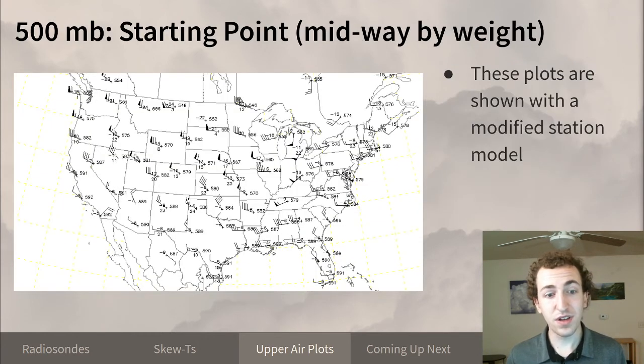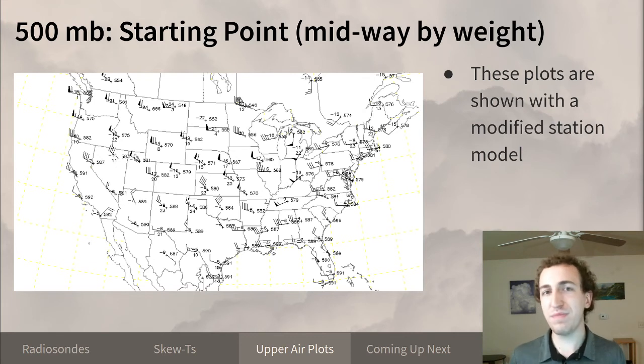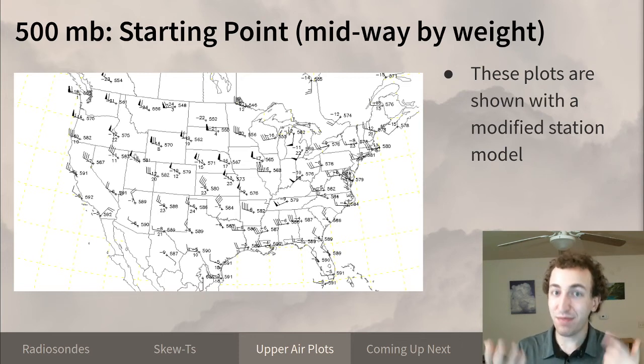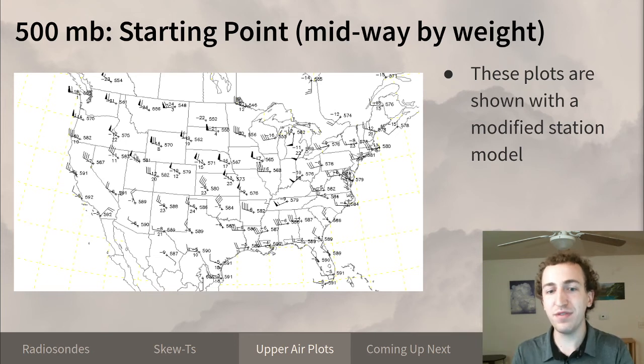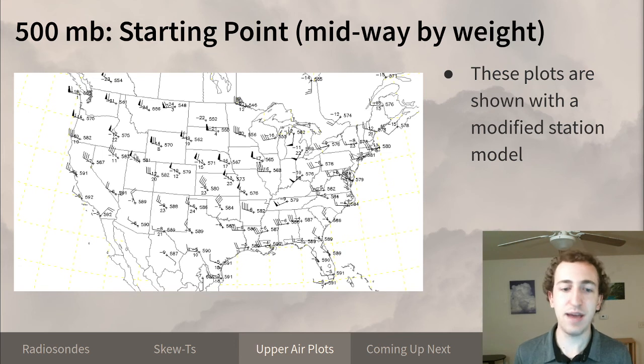So, just as an example or a starting point, 500 millibars is probably the most common of these upper air plots that you're going to see. The reason why is because, again, pressure is the weight of the air above you. Typical surface values are about 1,000, so 500 is about halfway by weight of the column of air above you in the atmosphere. So it gives a nice middle waypoint to assess things.